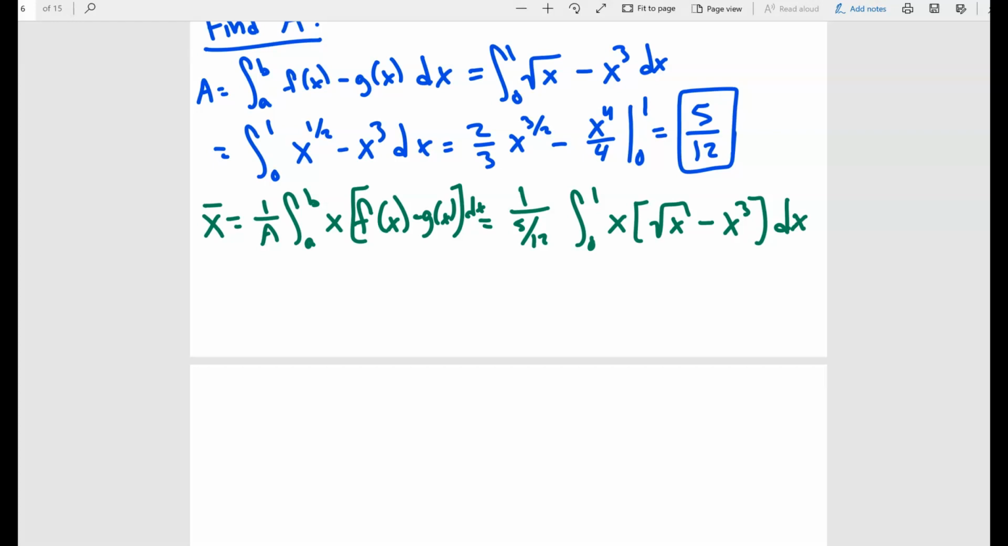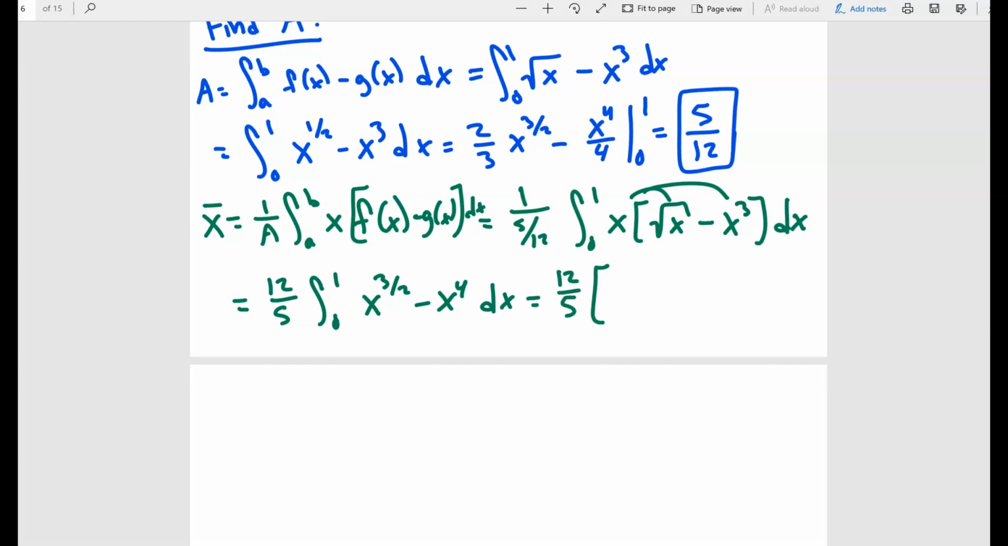So what is this going to give me? This is going to give me 12 over 5 integral from 0 to 1 of, I'm going to distribute this out, and what I'm going to get is x to the 3/2 minus x to the 4th dx. Then I'm going to have 12 over 5, and I'm going to take the integral of that. That's going to give me 2 over 5 x to the 5/2 minus x to the 5th over 5, from 0 to 1.